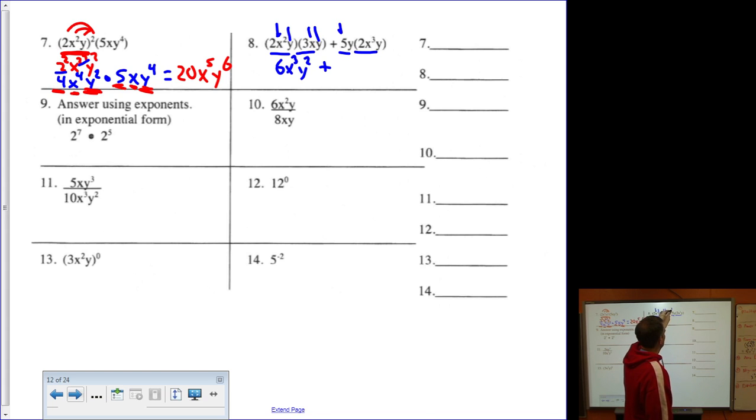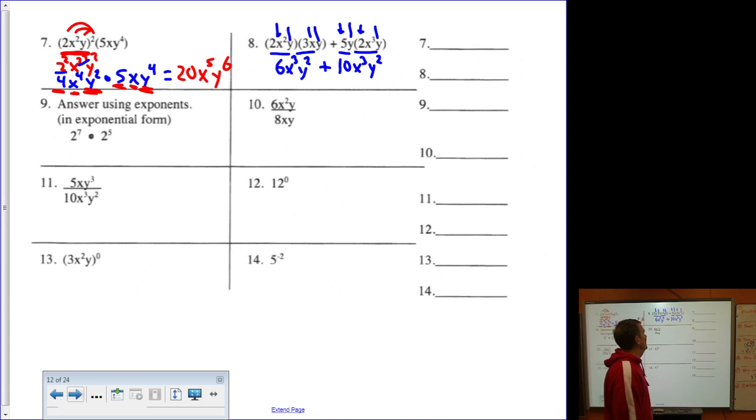Over here I would multiply the exponents. 5 times 2 is 10. I don't have any x's in the first term, but I have 3 in the second term, so it's going to be x to the third. And again, I have a single y and a single y, so that's going to be y squared.